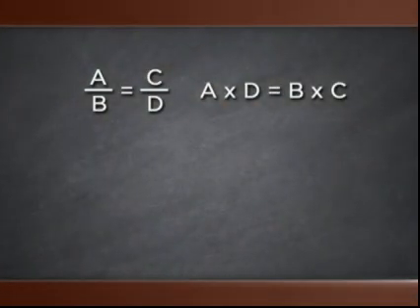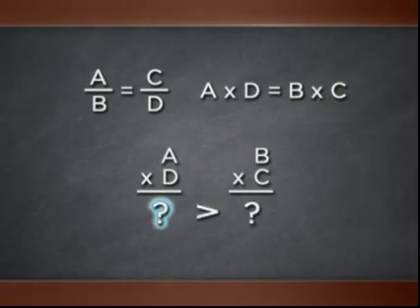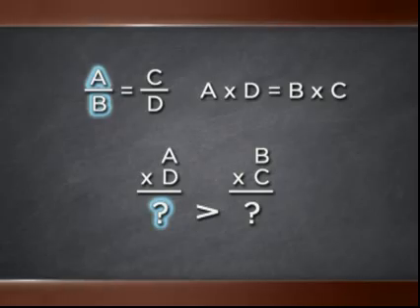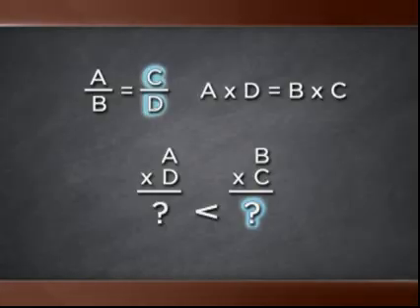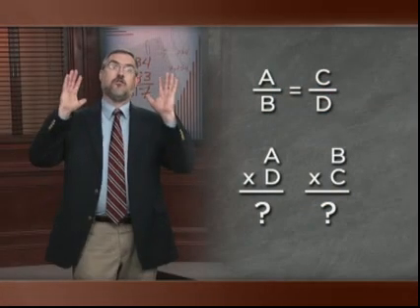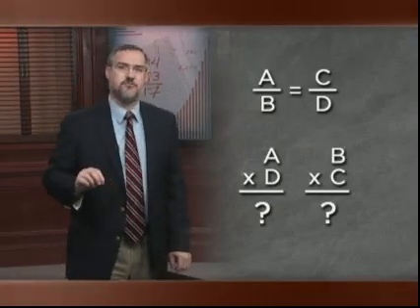Here's the main rule. Start with A over B and C over D. Calculate those two products, A times D and B times C. That's the part we've been doing. If the amount A times D is larger than the amount B times C, then the fraction A over B is the larger fraction. If, on the other hand, the amount B times C is the larger of the two cross products, then the C over D is actually the larger of the two fractions. Now you might say to me, oh my word, I'm so confused. Well, don't be.